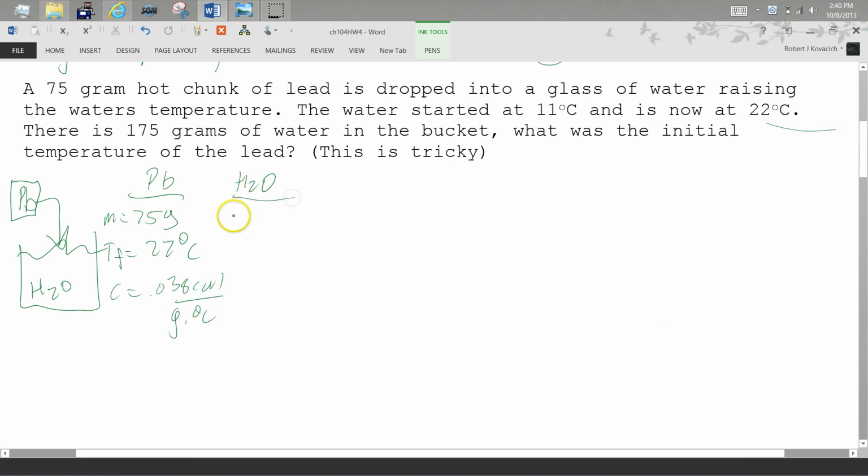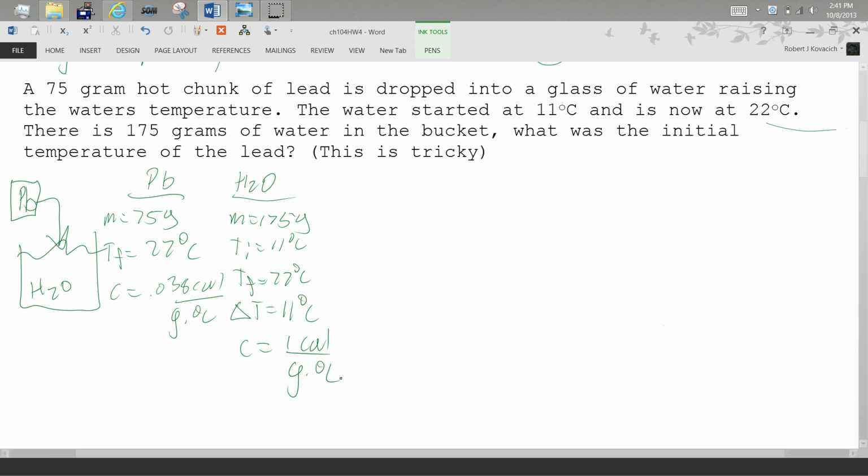And so for my water, my mass is 175 grams, and my temperature initial is 11 degrees C, my temperature final is 22 degrees C, so I can just do my temperature change of 11 degrees C, and the C of my water is 1 calorie per gram degree C. So I know a lot of information about the water. I know pretty much everything about the water, don't I? What can I calculate for the water? I can calculate the Q.